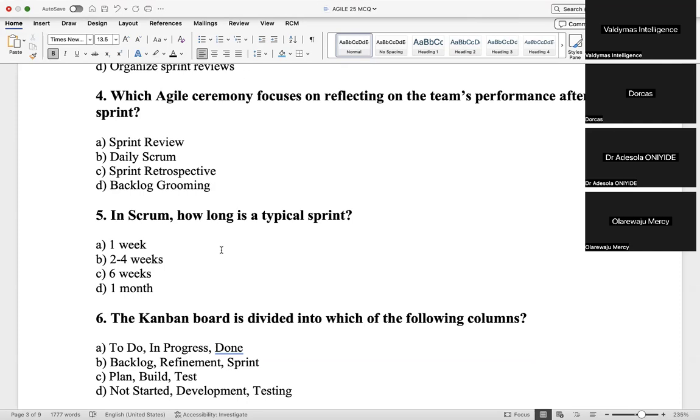Two to 4 weeks. Excellent. But we know that usually the length of a sprint can be between 1 week and 1 month. Typically it's usually 4 weeks. I currently joined a new project, and we're running on a 3-week sprint.